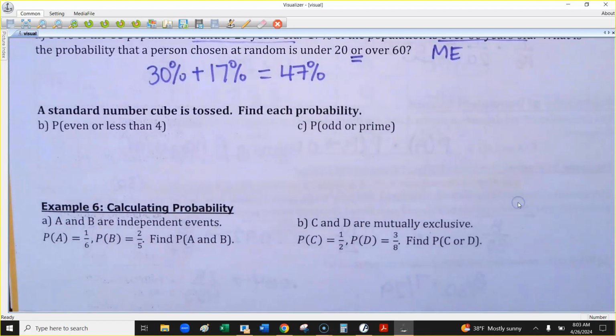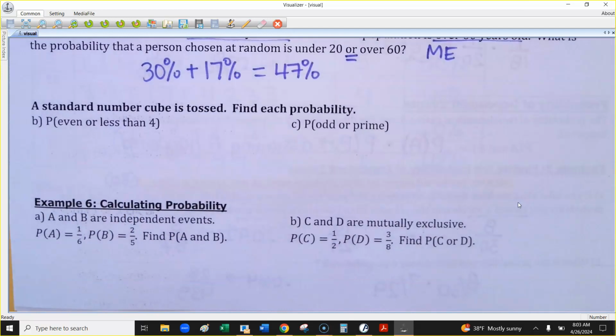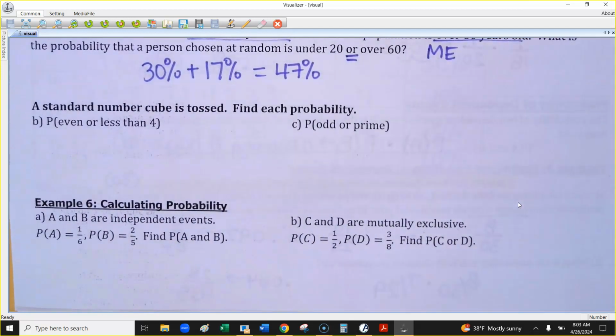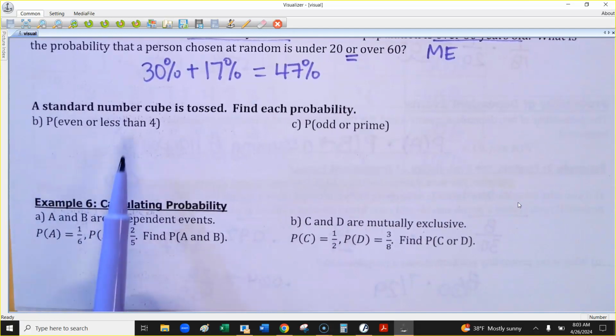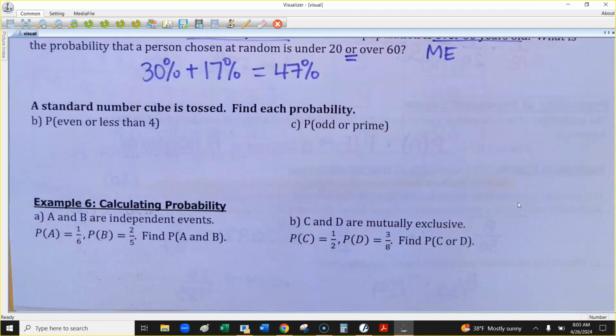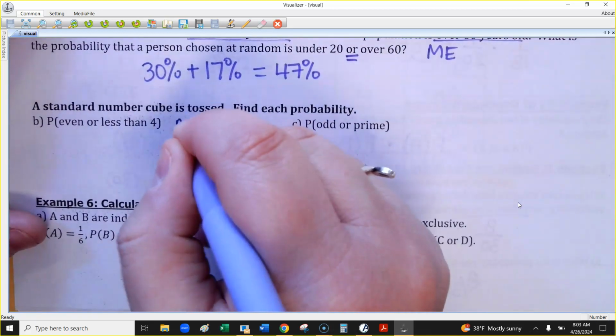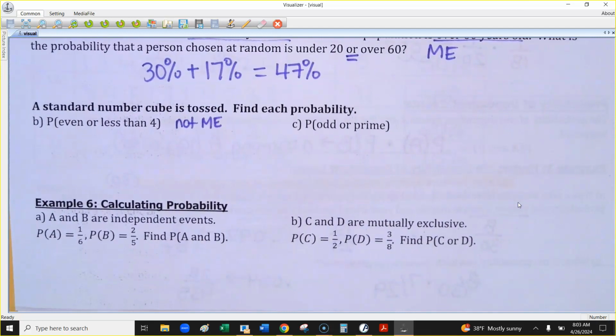Now, see if you can think about whether these can happen at the same time. This says probability of an even or less than 4 if we roll a normal die, or sometimes they call it a number cube. Can I be even and less than 4? Do both of those things happen? So these are not mutually exclusive, and there's going to be some kind of overlap here. So here's what I usually do. If you want to do it like this, it makes it maybe a little bit easier than trying to use that formula.